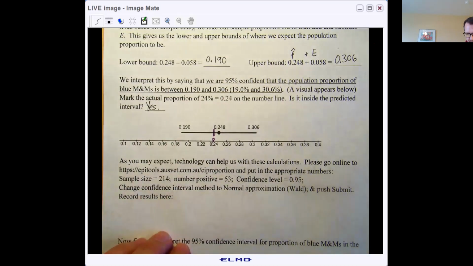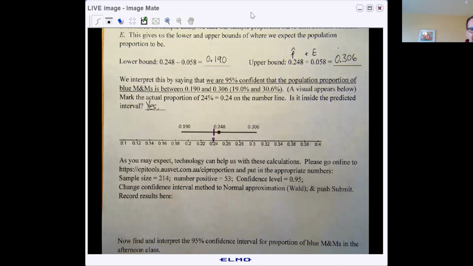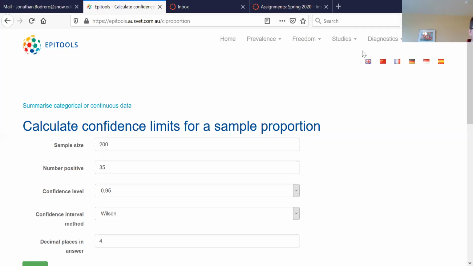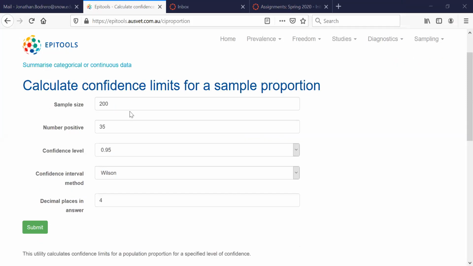And as you can expect, we can also use technology to help us with these calculations. If you go to this web address, https://epitols.ausvet.com/CIPROPORTION, you will get an applet that will help us find confidence intervals.